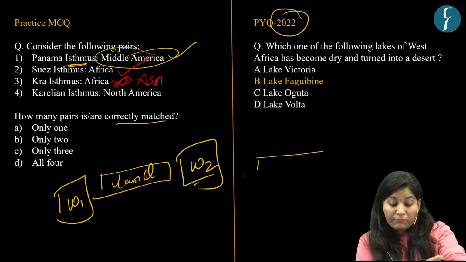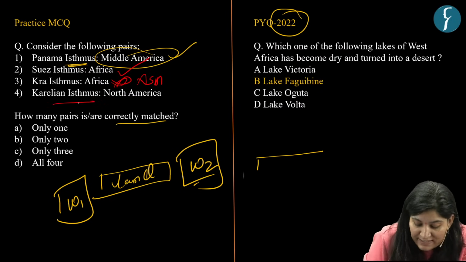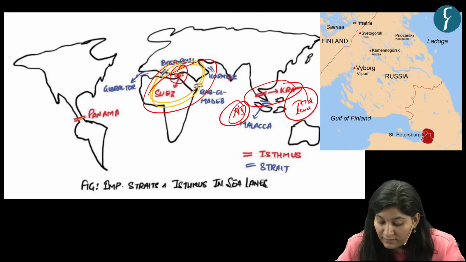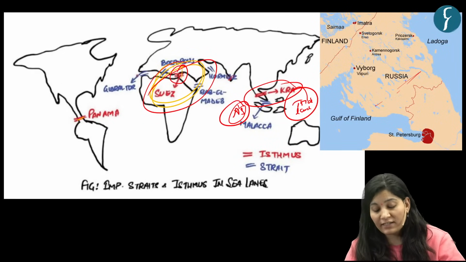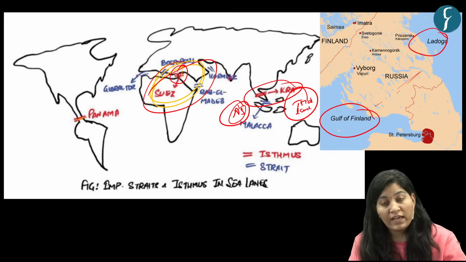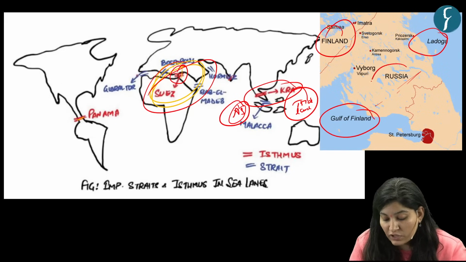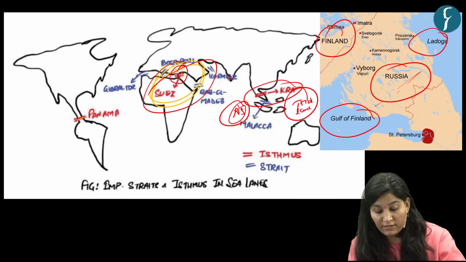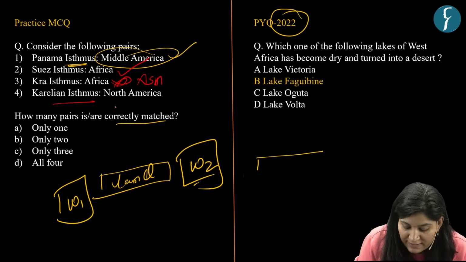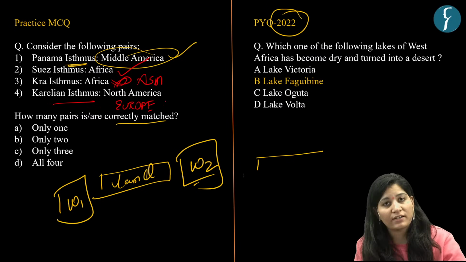Now the fourth pair is Karelian Isthmus. See here. This is Karelian Isthmus and it connects the Gulf of Finland and Lake Ladoga. It connects Finland and Russia. Got it? So this makes our fourth pair incorrect. Obviously, Karelian Isthmus lies in Europe and not in North America.